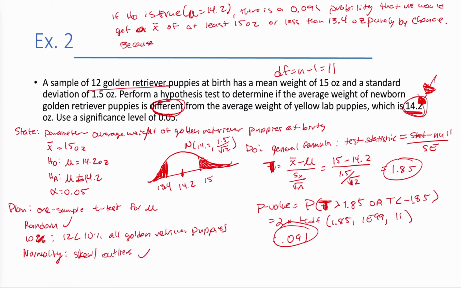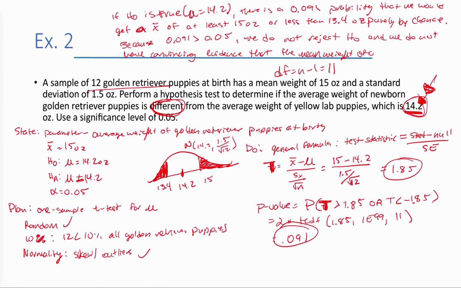Because our p-value of 0.091 is greater than alpha of 0.05, we do not reject the null hypothesis, and we do not have convincing evidence that the mean weight of golden retriever puppies is different from 14.2. There we go. That's our conclusion.